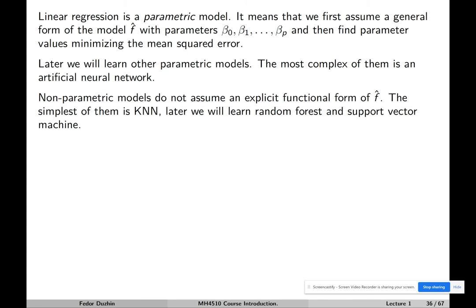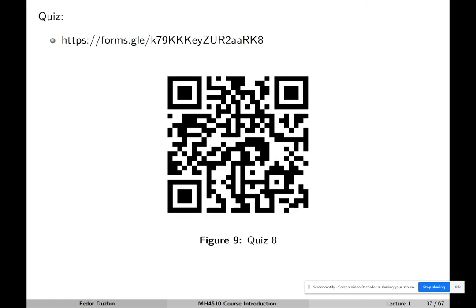Non-parametric models are a bit different in the sense that we do not assume an explicit functional form of f hat. How does it work? We will see later. One of them is very simple, the so-called k-nearest neighbors. More complex, more sophisticated and more powerful models are random forest and support vector machine, which we are going to learn in a few weeks. So now, a quiz about linear regression.